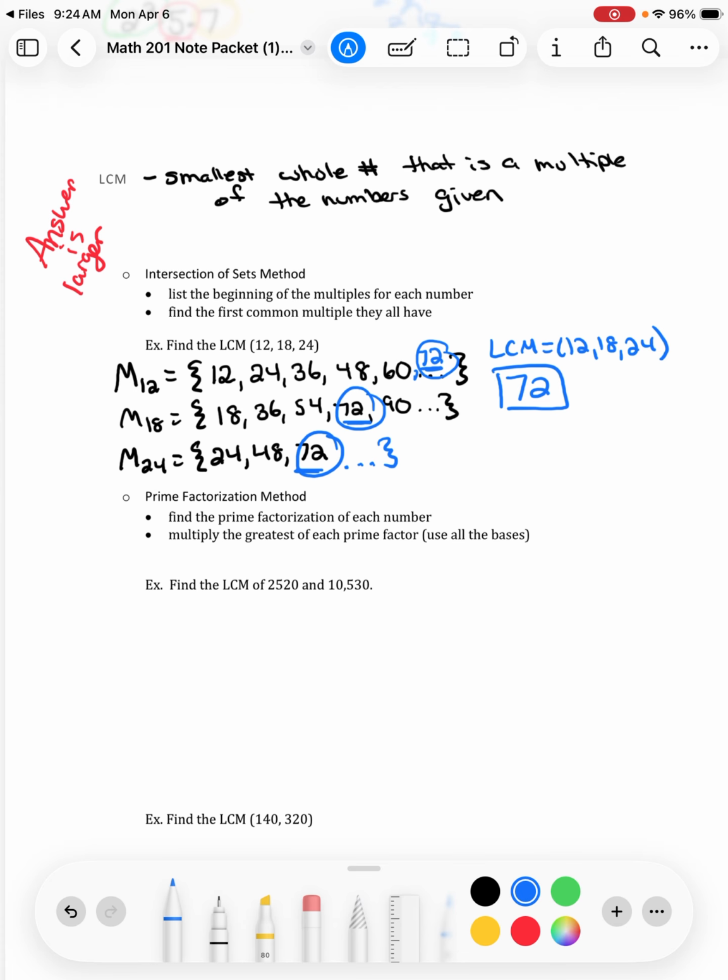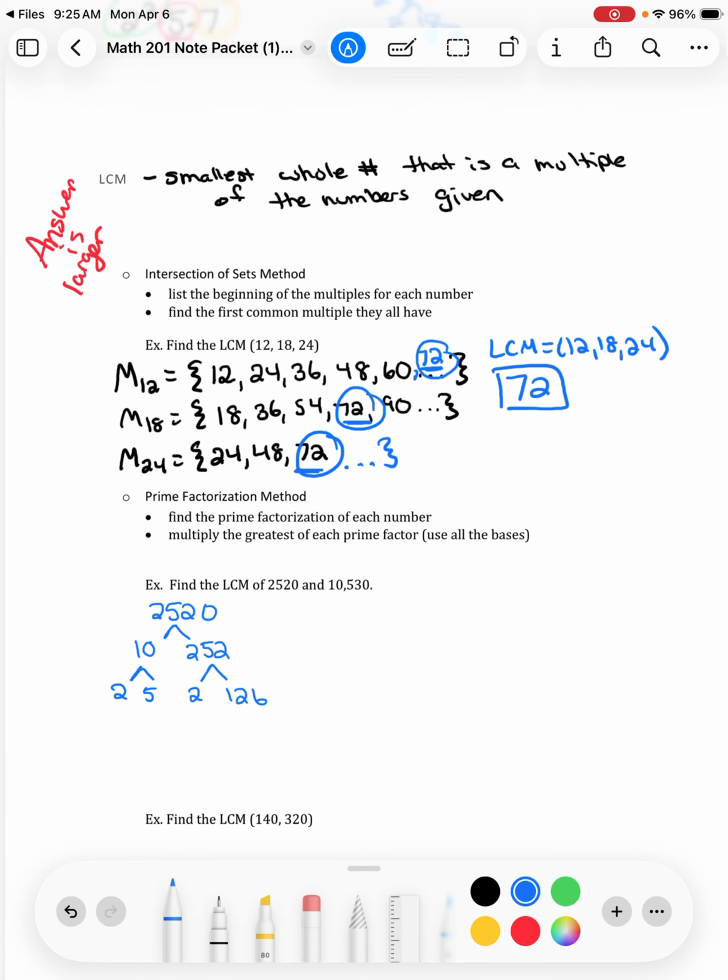All right, let's try that prime factorization method. It's going to start the same way as before. We're going to list the prime factorization of each one of these really big numbers. So 2,520. We're going to make a factor tree. I saw it ended in 0. It's so big. So I did 10 times 252. Again, start your tree however you want to. We're going to get the same prime factorization at the end.